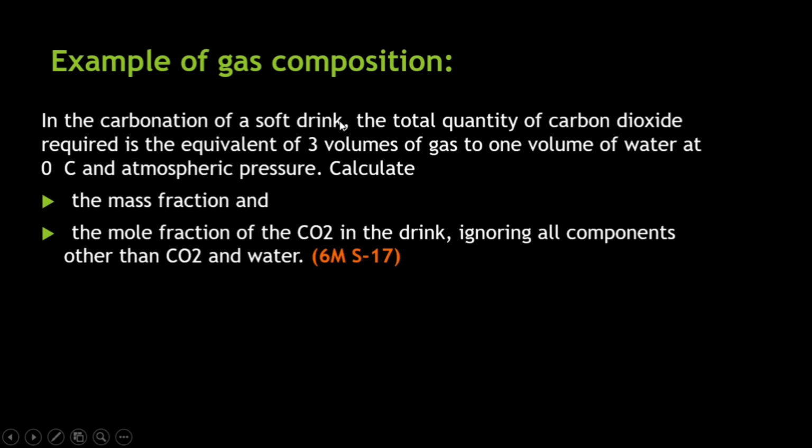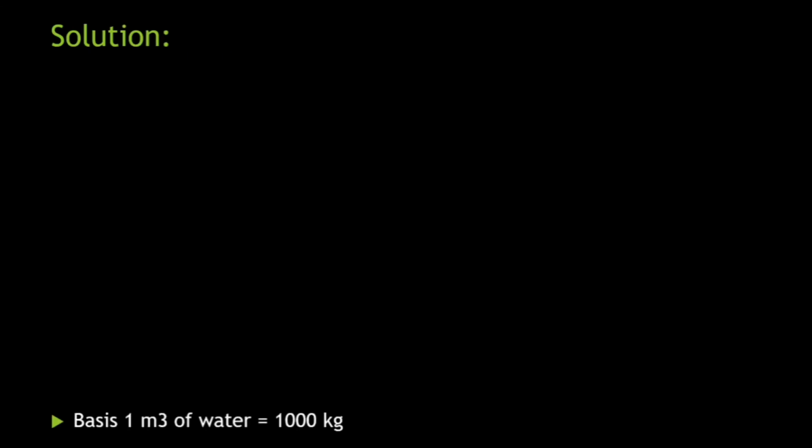So you have a soft drink over here. See, in soft drink there are so many components present. Okay, sugar and salt is also present, but we are ignoring all the other components over here. We just have to consider carbon dioxide and water and then calculate. So it is given to us that there are 3 volumes of gas to 1 volume of water. So this is how the quantities are expressed. So let's find out the solution to this.